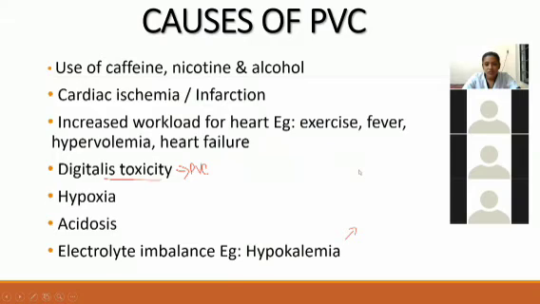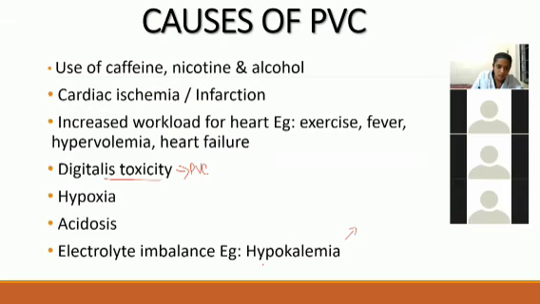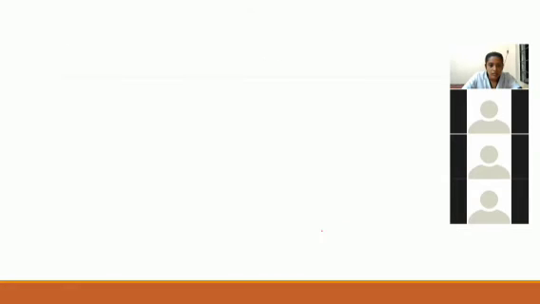I'm so sorry for the interruptions in between. So we are continuing. In causes of PVC, the electrolyte imbalance, for example hypokalemia. In hypokalemia, PVC can also appear. One more thing in hypokalemia is the appearance of the U wave.